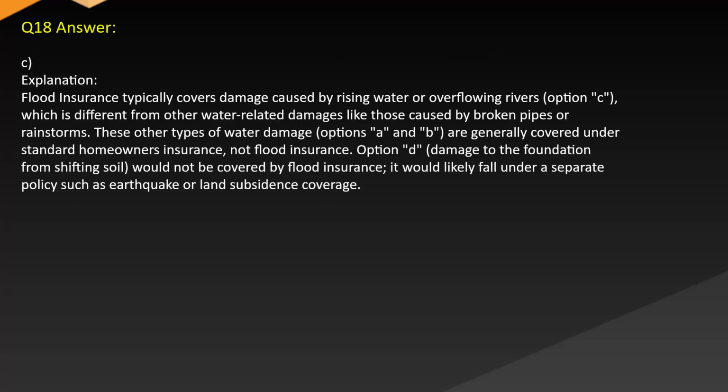Answer C. Explanation. Flood insurance typically covers damage caused by rising water or overflowing rivers, Option C, which is different from other water-related damages like those caused by broken pipes or rainstorms. These other types of water damage options are generally covered under standard homeowners insurance, not flood insurance. Option D, damage to the foundation from shifting soil, would not be covered by flood insurance. It would likely fall under a separate policy such as earthquake or land subsidence coverage.